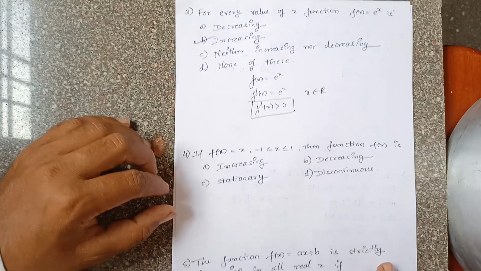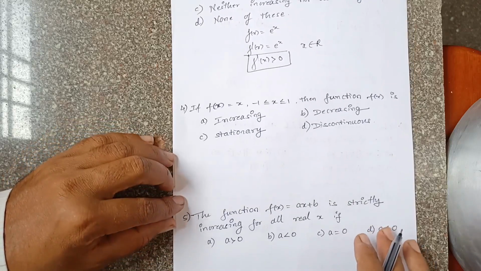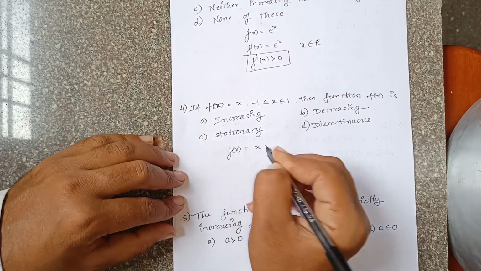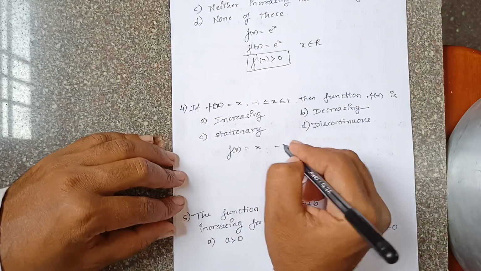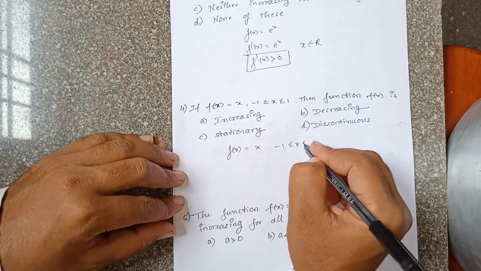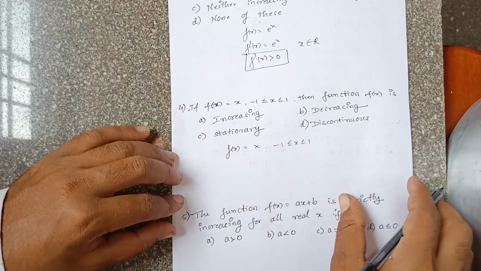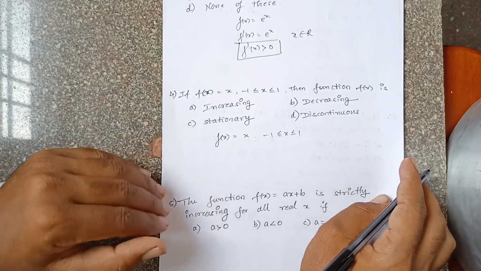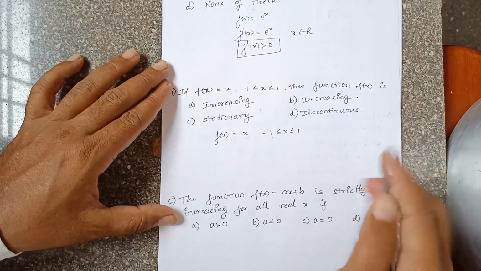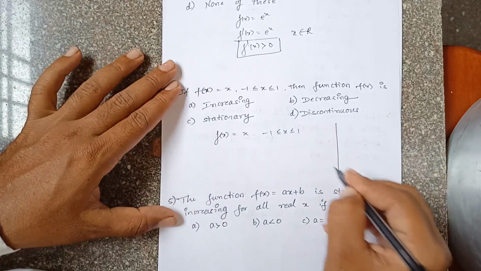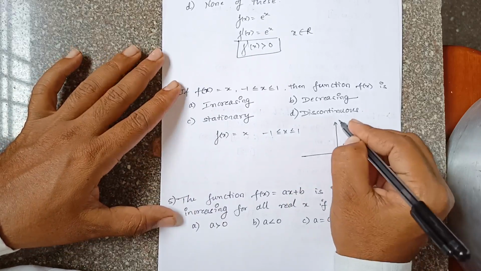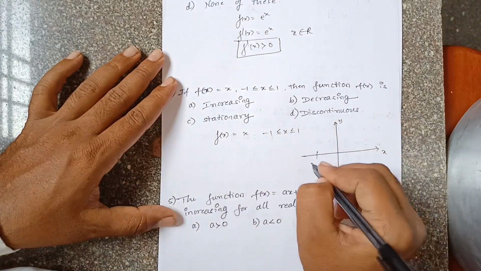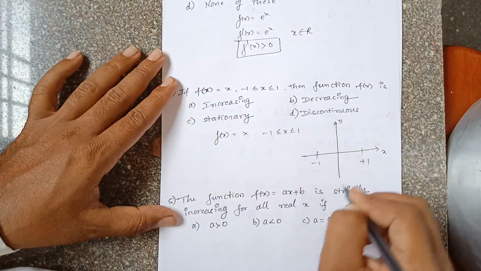This is about the third question. Now answering fourth question. F of x is equal to x, where x belongs to the interval minus 1 less than or equal to x less than or equal to 1. Then the function f of x is. It is very simple. If you want to go with the derivative test, you can, or else you draw the graph of it. How will be the graph of f of x is equal to x from minus 1 to plus 1?